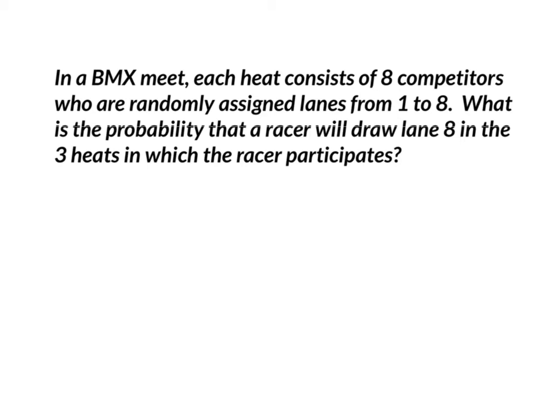All right, in a BMX meet, one heat consists of 8 competitors who are randomly assigned lanes 1 to 8. Like a horse race or a track meet, they give you a lane. You're in lane 1, you're in lane 2, lane whatever. What is the probability that a racer will draw lane 8 in the 3 heats in which the racer participates? Okay, so that means you're getting lane 8 and lane 8 and lane 8. So it's really like the probability of A and B and C.